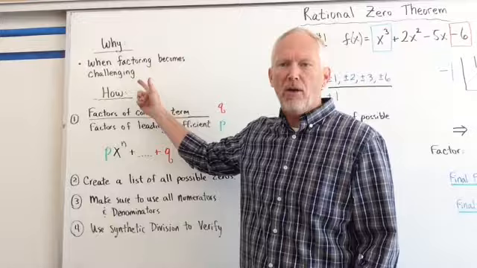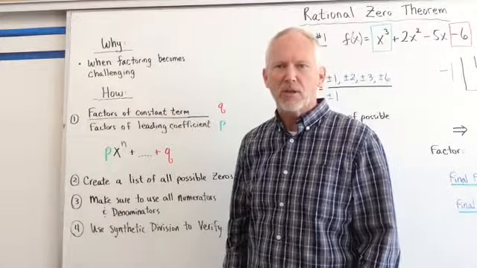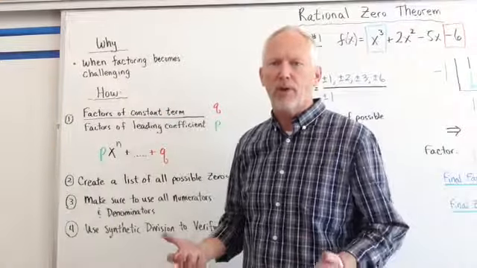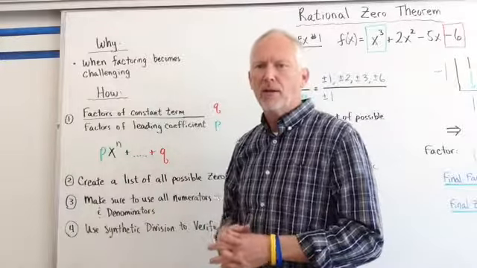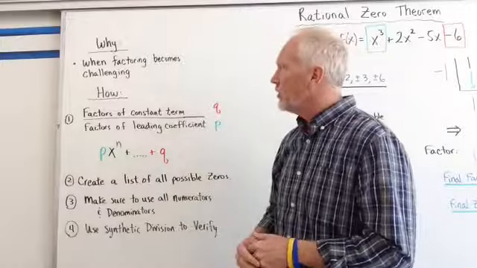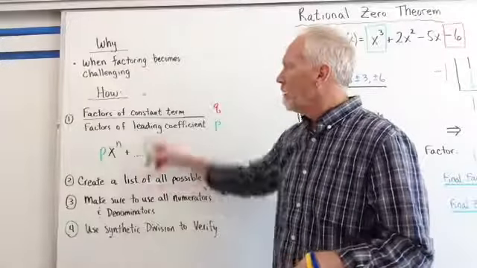When factoring becomes challenging. I mean, that's what we're after, right? We have to figure out how we can do this now. We don't have the tools yet. So we have a new tool, and it's called the rational zero theorem. So how do we use it?